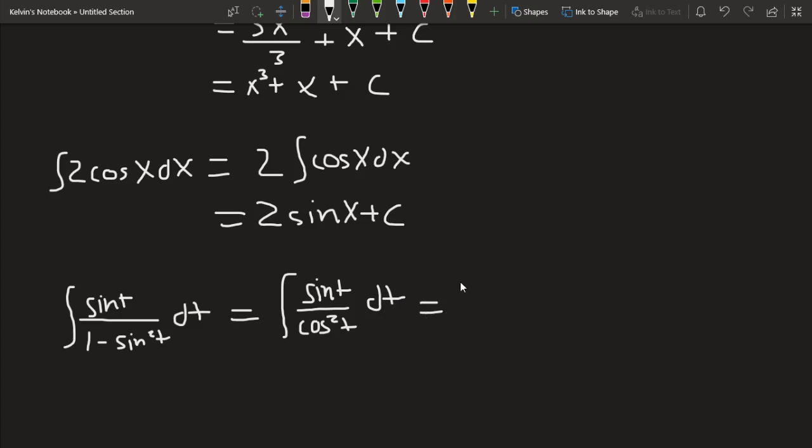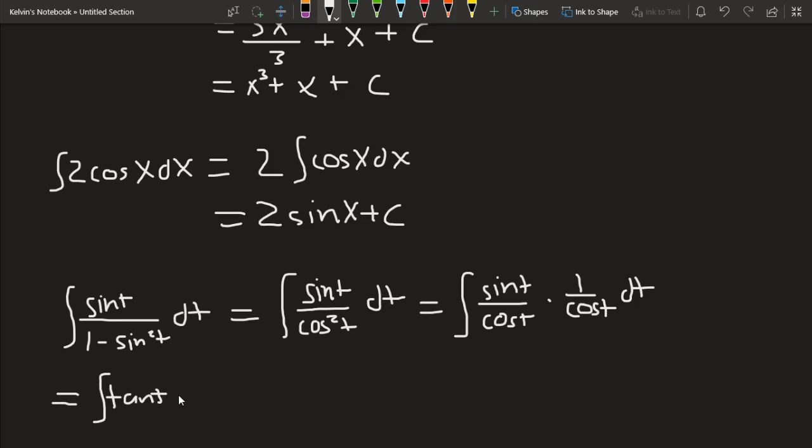And then what we can do from here is rewrite this as sine of t over cosine of t times 1 over cosine of t, all with respect to t. And then we can just rewrite it again as tangent of t times secant of t with respect to t.